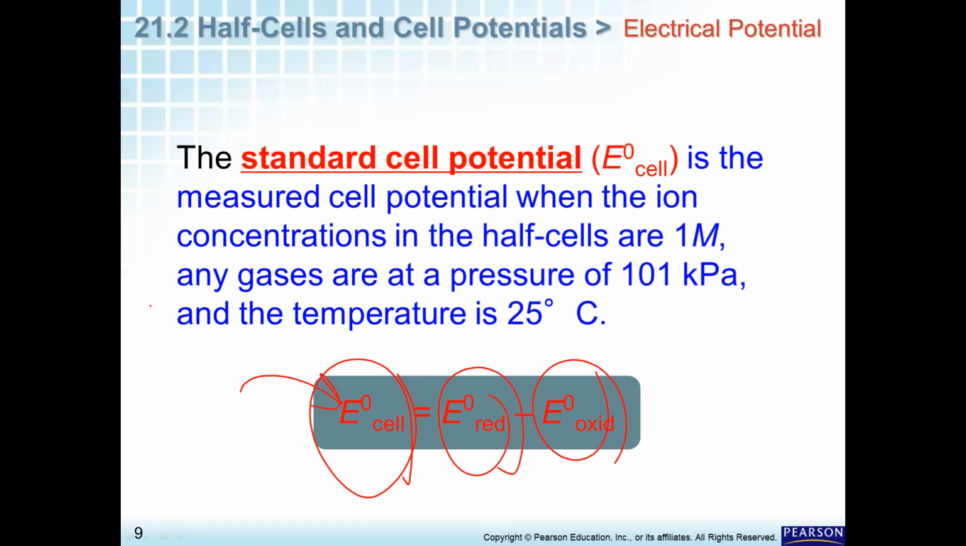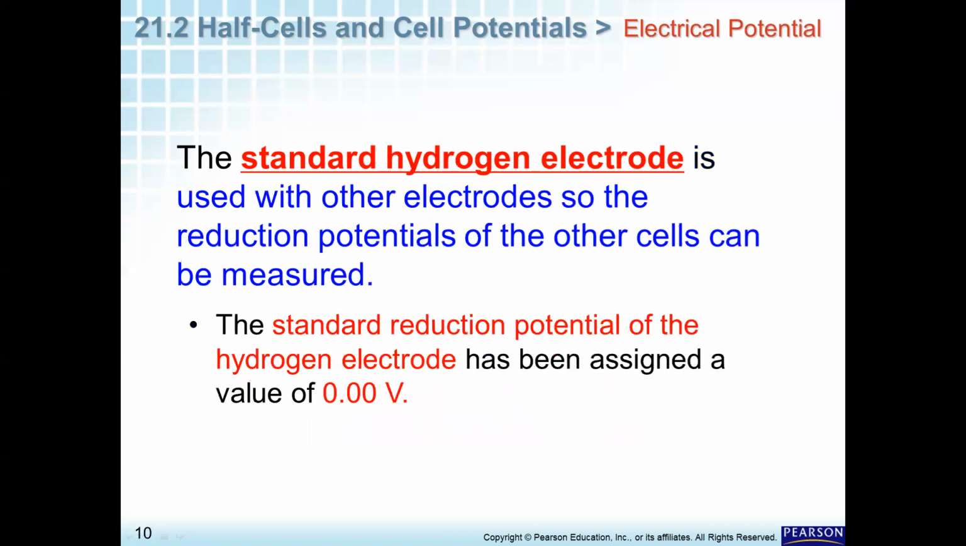Okay. Now, in order to find these, we said that we cannot measure a half cell that is isolated. We always look for the difference. So how are we going to determine those? That's why we need something as a reference. And that's why they created the standard hydrogen electrode. The standard hydrogen electrode is basically a hydrogen electrode that has been assigned a zero value reduction potential.